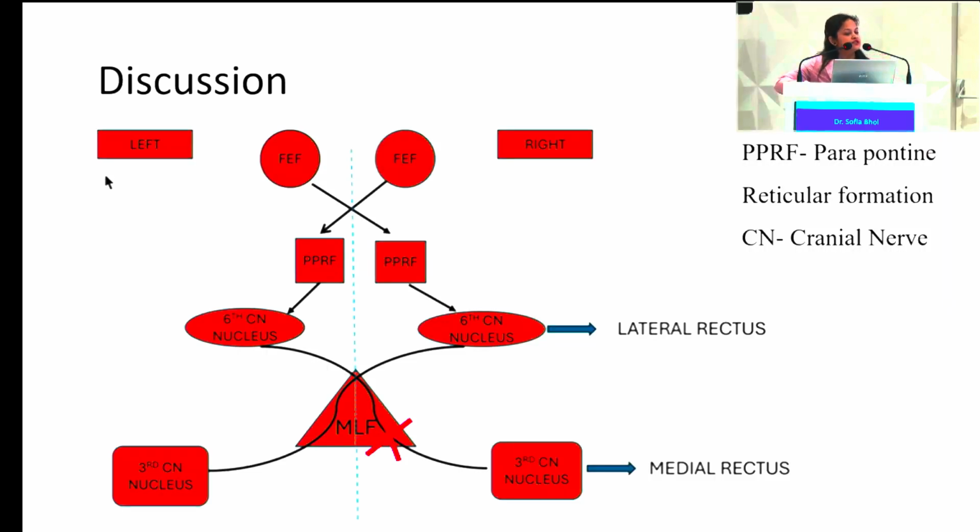Coming to the pathophysiology, let's have a brief discussion. My patient had a right eye adduction deficit on left gaze. On left gaze, the right frontal eye field was stimulated, which sent the stimulus to the contralateral PPRF, which then sent the stimulus in two pathways: one to the ipsilateral sixth cranial nerve and the other via the MLF to the contralateral third cranial nerve. In my patient, the right MLF was affected, so the stimulus could not go further to the right third cranial nerve. So there was an adduction deficit.